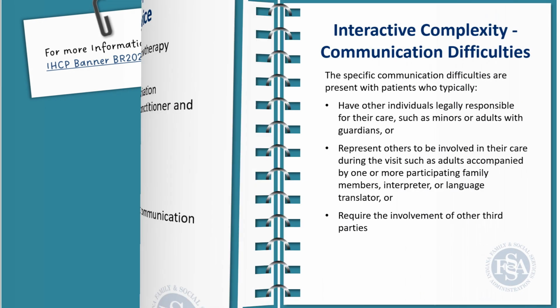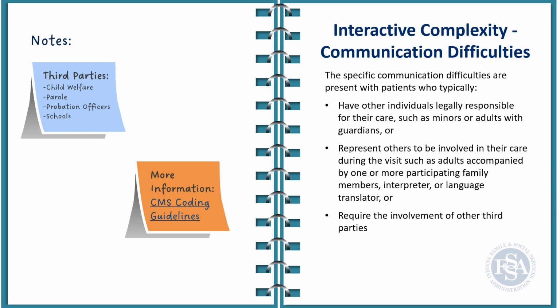The specific communication challenges often arise with people who have legal guardians or others responsible for their care, such as minors or adults with guardians, requesting the presence of others during their visit, like adults accompanied by family members, interpreters, or language translators, or needing the involvement of a third party, such as child welfare agencies, parole or probation officers, or schools. The guidelines discussed here are listed in the CMS Coding Guidelines.